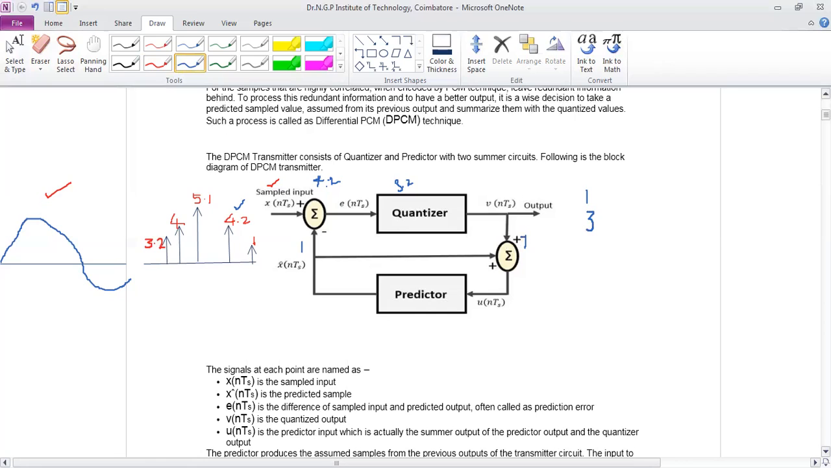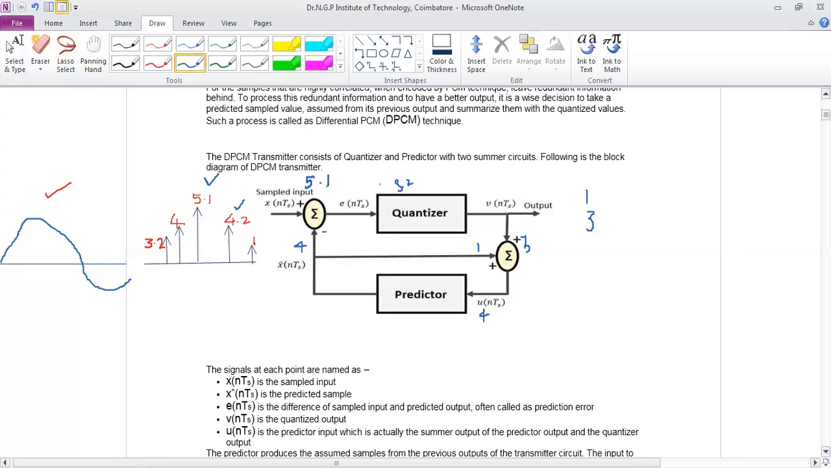At the same time the 3 is given here, and the previous x cap of nTs is also added here. Therefore, the result is now 3 plus 1, so the input to the predictor is 4. Now the predictor is updated to the value 4, so my predictor, x cap of nTs, is 4. Now I will take a new input, that is 5.1. So my present sampled input is 5.1.